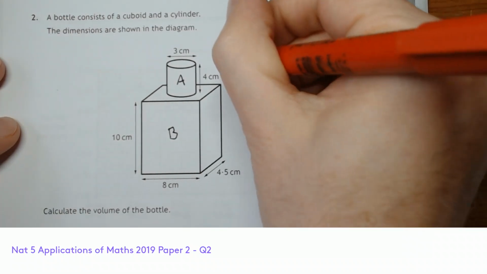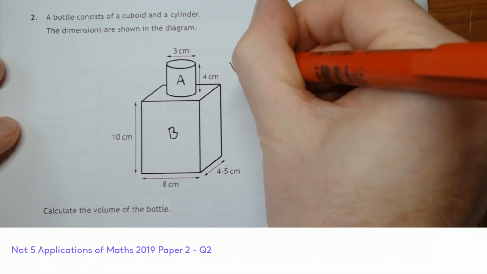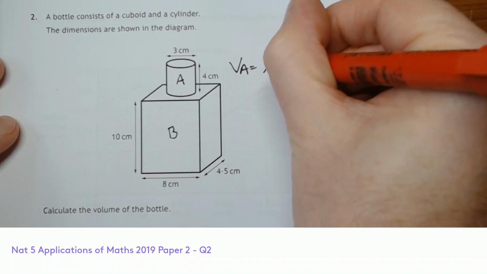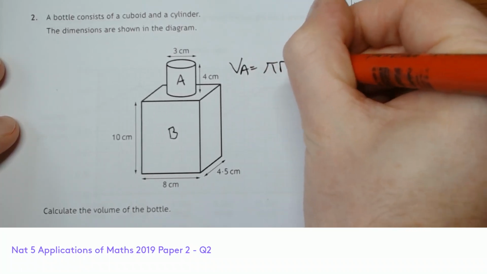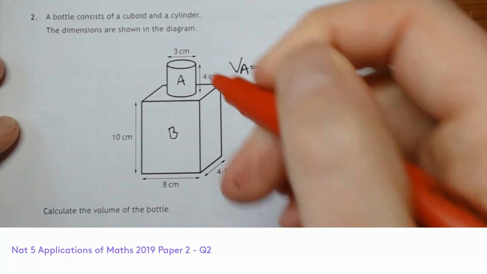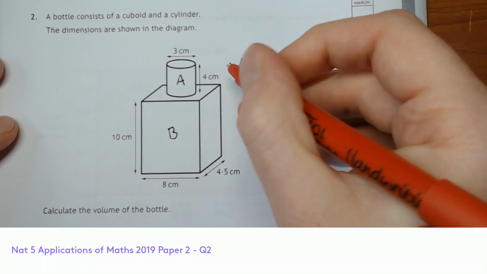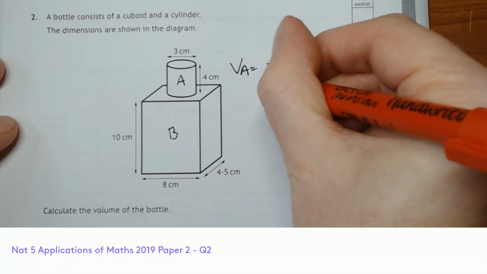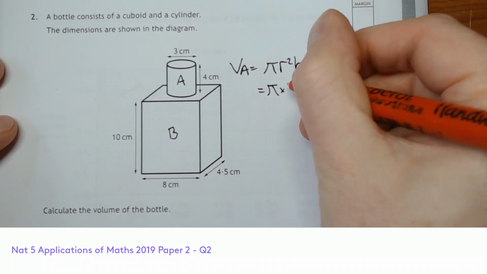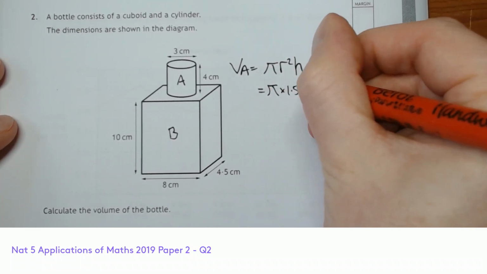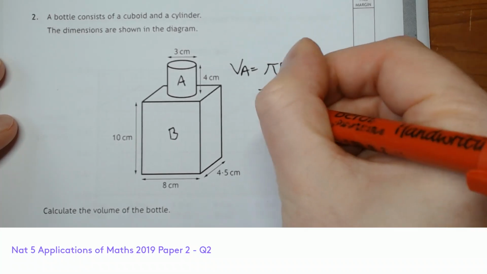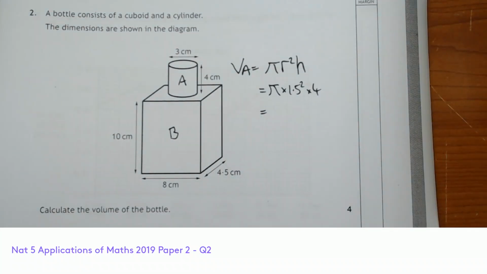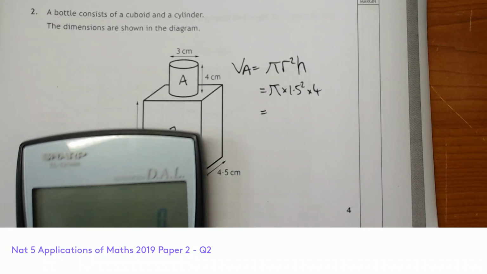Okay, so the volume of the cylinder. So I'm just going to call it the volume of A. Okay, now that's pi r squared times the height. Now what you've got is you've got the diameter, it's 3, so the radius is half the diameter. So what you've got here is you go pi, and then it'll be times 1.5 squared, and the height is 4. So what we then do is you just put that in your calculator.